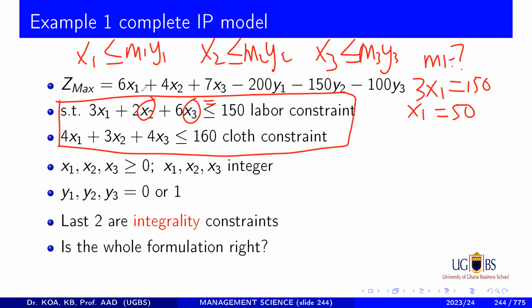So when you come to this second constraint, the x2 must be 0, the x3 must be 0. If this one is equal to 160, then we are left with 4x1 equal to 160, which means that the x1 is equal to what? 40.